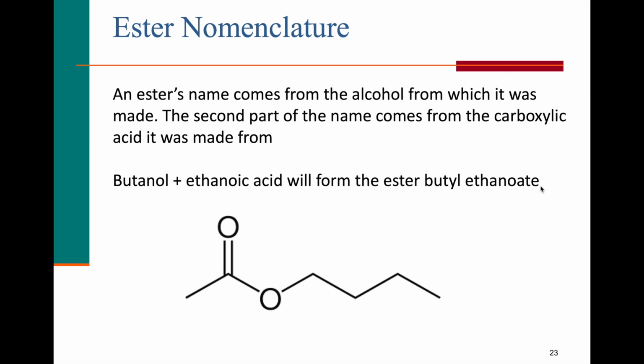We'll go through it a little bit more so you get more practice, but you just have to remember the substituent, butyl, comes from the alcohol, and oate is what's replacing oic acid. So if we're replacing oic acid from the carboxylic acid, ethan stays there and it gets replaced to ethanoate.